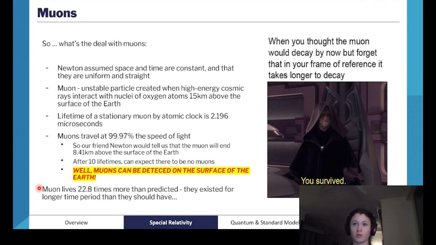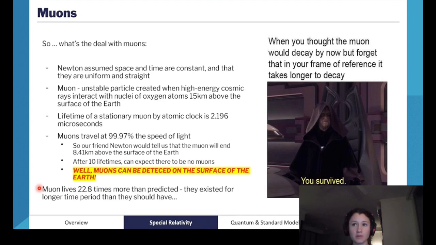So, our situation is we have lots of tiny, tiny particles, muons, created 15 kilometers above the surface of the Earth. They move really, really fast, but they also have a very, very short lifespan. According to Newtonian physics, which says that time and space are uniform, straight and constant, the muons should not be getting to the surface of the Earth. However, we measure a lot of muons on the surface of the Earth, which tells us that Newtonian physics does not apply. Because, evidently, for the muons, time and space were not constant, uniform, or straight.